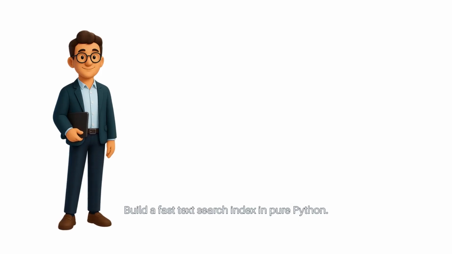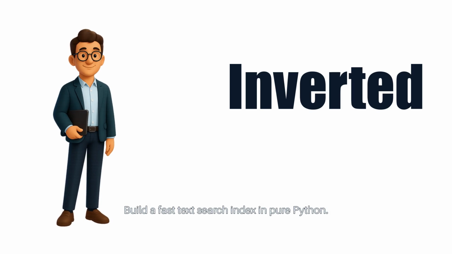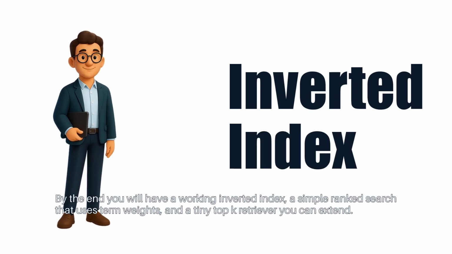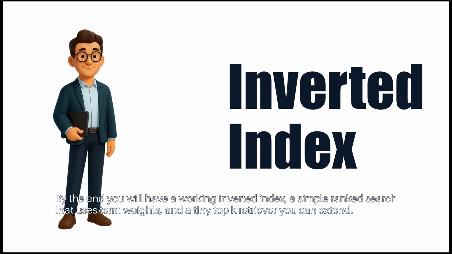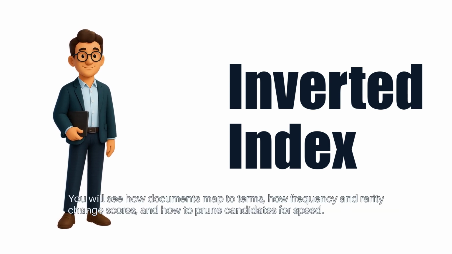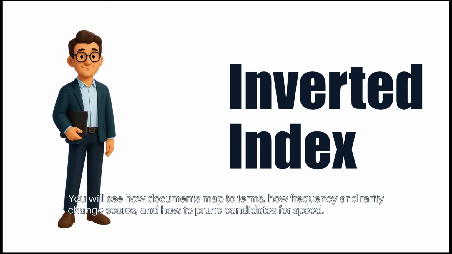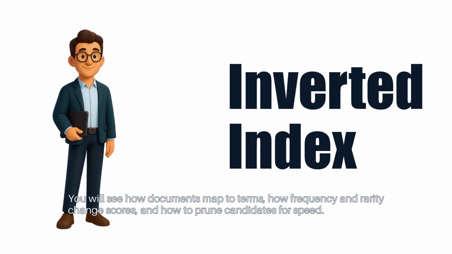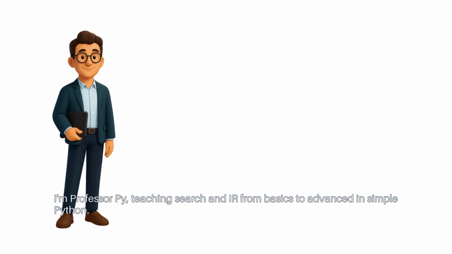Build a fast text search index in pure Python. By the end, you will have a working inverted index, a simple ranked search that uses term weights, and a tiny top K retriever you can extend. You will see how documents map to terms, how frequency and rarity change scores, and how to prune candidates for speed. I'm Professor Pi, teaching search and IR from basics to advanced in simple Python.